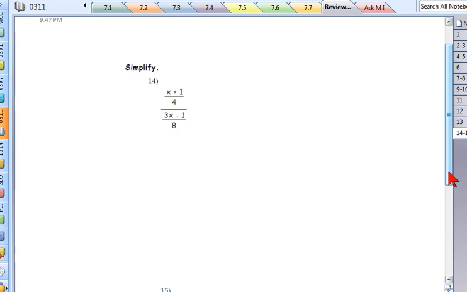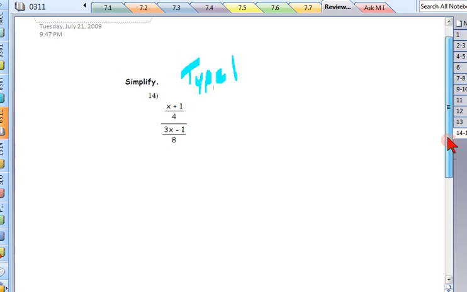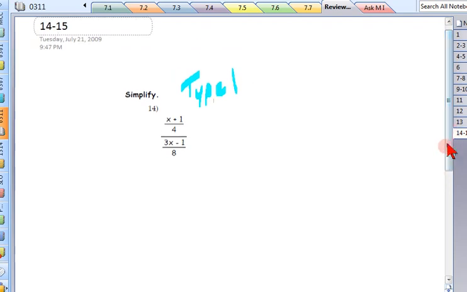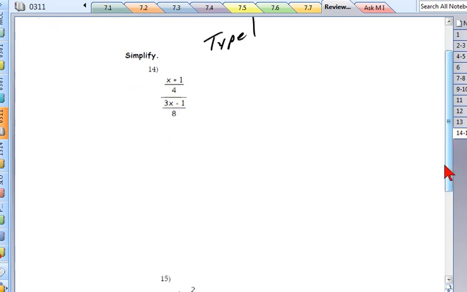Is this a type 1 or a type 2 problem? If you could read that, it says type 1. That's horrible. It is type 1 because it is a single fraction over a single fraction. So I'm going to do division. This is x plus 1 over 4 divided by 3x minus 1 over 8.